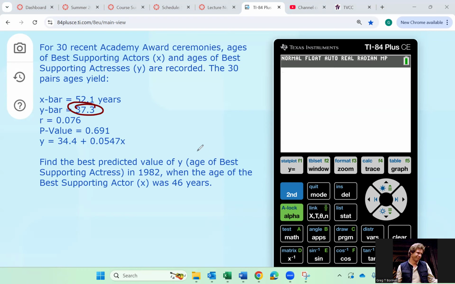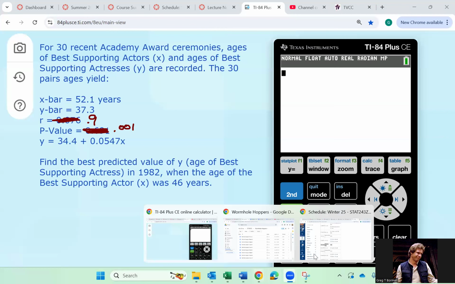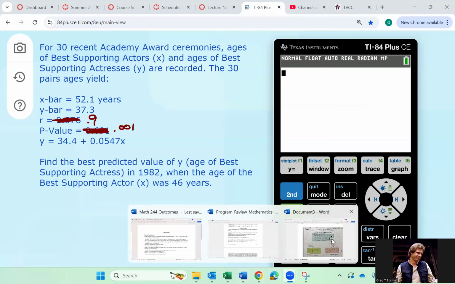Now, what if instead of r equals 0.076, we had something like r equals 0.9? A much, much stronger R value. And I might as well change the P value, even though I'm not looking at it too much for this section, to something like 0.001. Now the R value suggests there's a correlation here. So we go back to the flow chart right here.